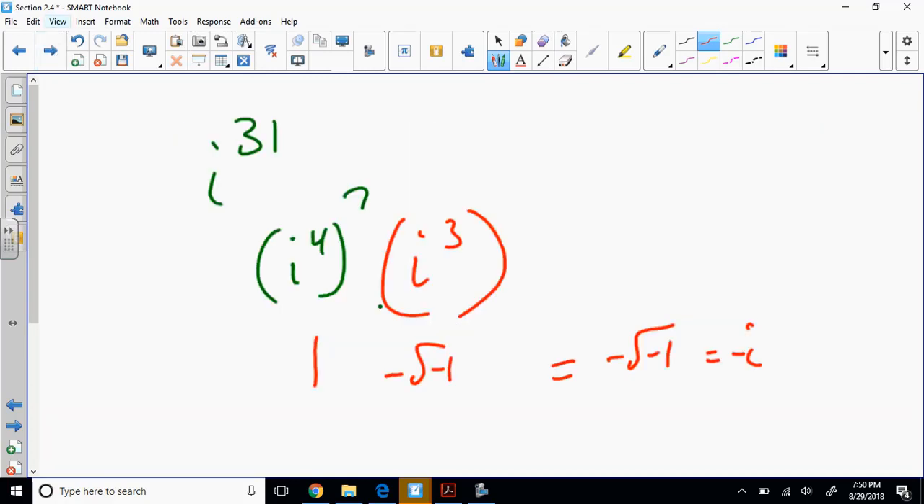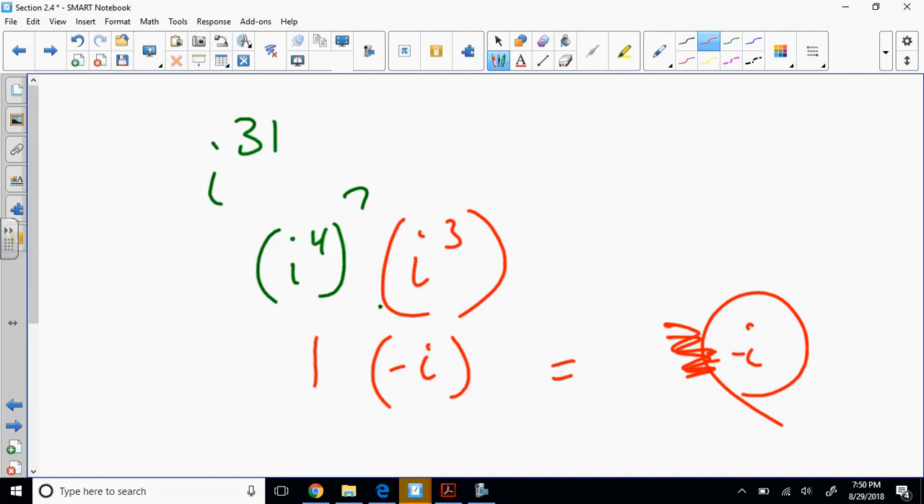To the problem, sorry. Let me fix this, because I need to fix this. i to the third is nothing more than negative what? So that becomes what? Negative i, right? 1 times negative i, which is negative i, right? Excellent.